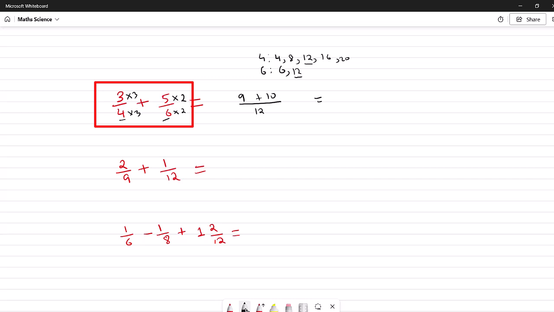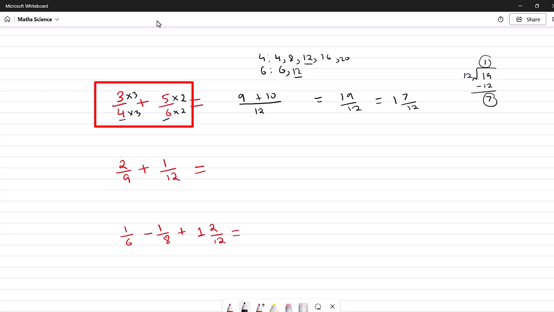So here we solve it: 9 plus 10 is 19 divided by 12. We can leave it as is, but this is an improper fraction, meaning the numerator is larger than the denominator. So you can rewrite this as a mixed number. We divide 19 by 12. 12 times 1 is 12. Subtract this, and you get 7. How many wholes do you have? You have 1 whole, and the remainder is 7. The denominator stays the same. So this is 1 whole 7 by 12, and here's your answer.